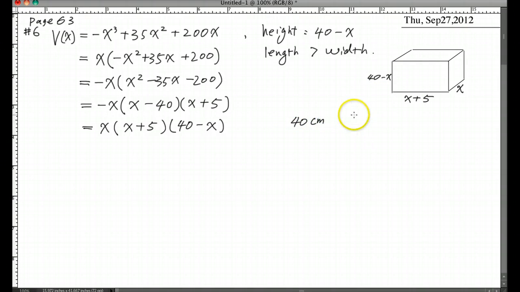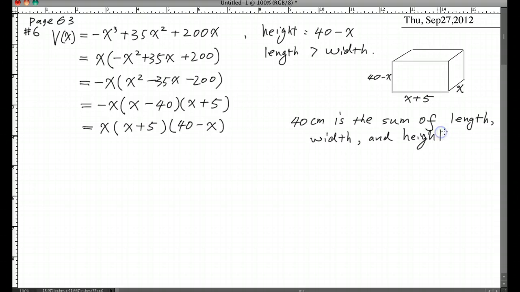So 40 centimeters is the sum of length, width, and height, right? So you can easily conclude that. So then we have a binomial for the length, and the width is actually just x, not really a binomial, right? So we finished the A.